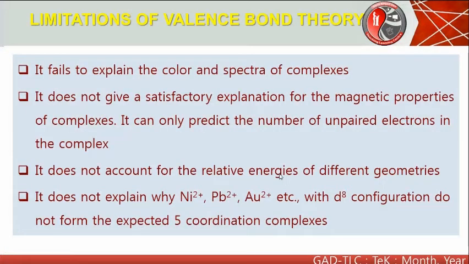Limitations of Valence Bond theory: it fails to explain the color and spectra of complexes. It does not give a satisfactory explanation for the magnetic properties of complexes. It can only predict the number of unpaired electrons in the complexes. It does not account for the relative energy of different geometries. It does not explain why nickel 2+, palladium 2+, and platinum 2+, etc. with the d8 configuration do not form five-coordinate complexes.